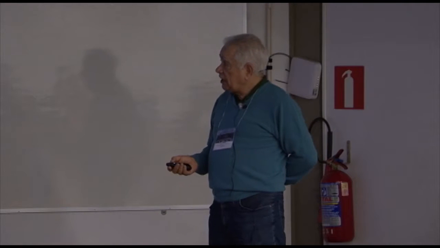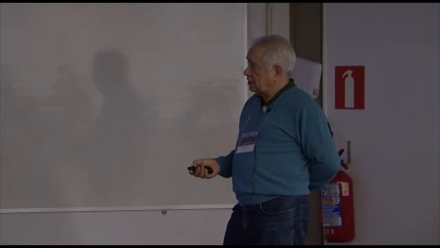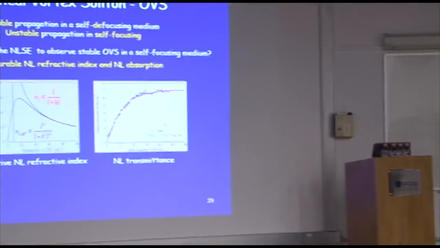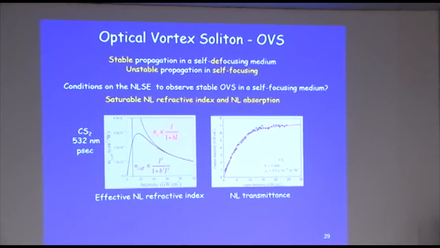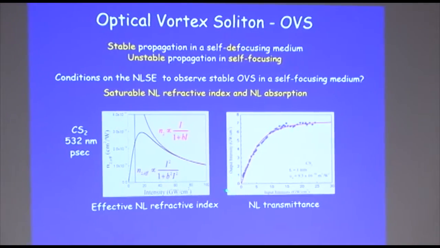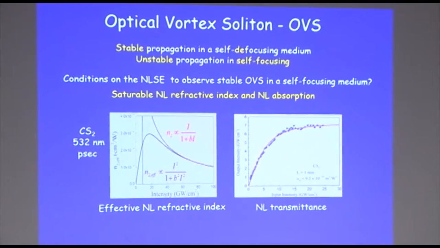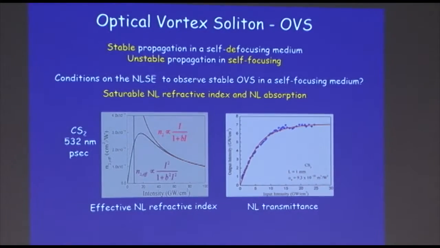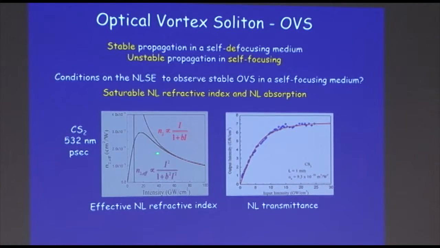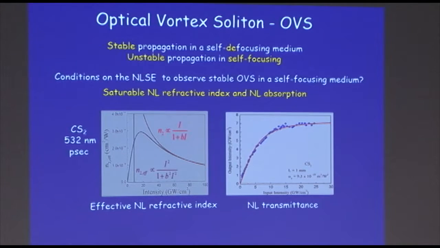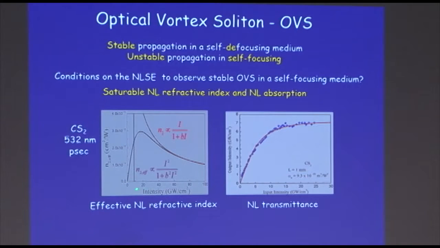CS2, if you look for transmittance as a function of input intensity, working at 532 nanometers, you can find that there is a nonlinear absorption. That's due to 3-photon absorption. There is some contribution also from 4-photon absorption. But the refractive index, the effective nonlinear refractive index for intensities of the order of, in this region here, 20 gigawatts, 40 gigawatts per square centimeter, it goes like that, the black line.